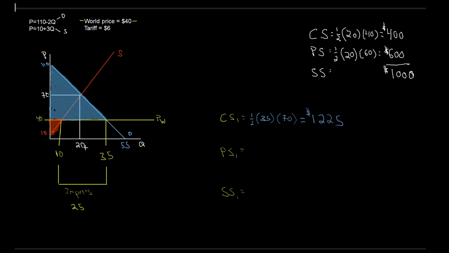What about producers? What's happening to the producer side? Well, okay, again, just a triangle, 1/2 base. In this case, our base is 10.